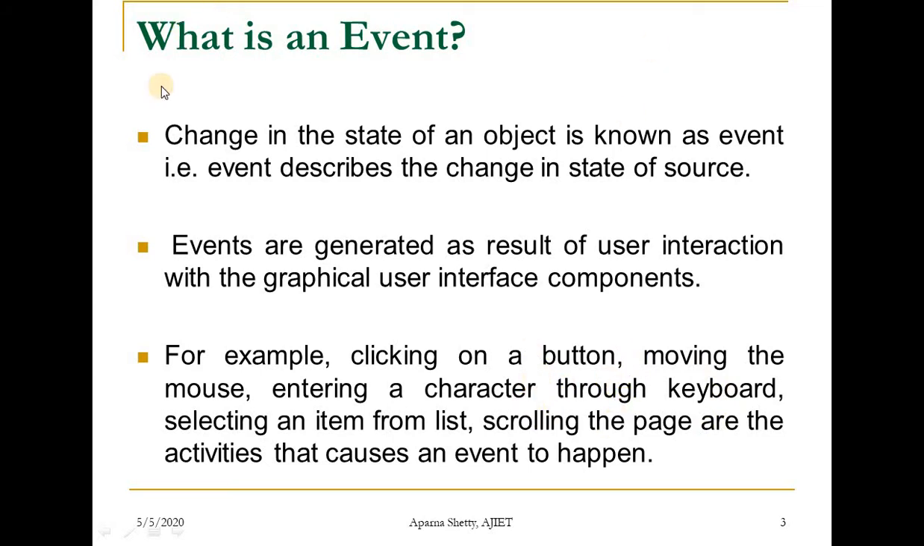So this is about an event, that is, a change in the state of an object. And these events are generated as a result of user interactions with the GUI components. For example, clicking on a mouse button, moving the mouse, entering a character through the keyboard, selecting an item from the list, and scrolling the pages are some examples of events.